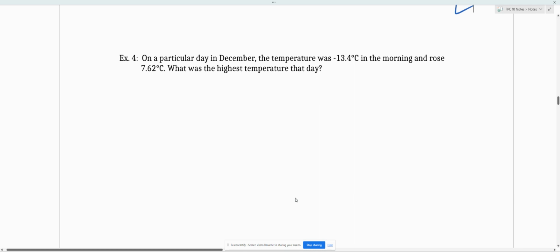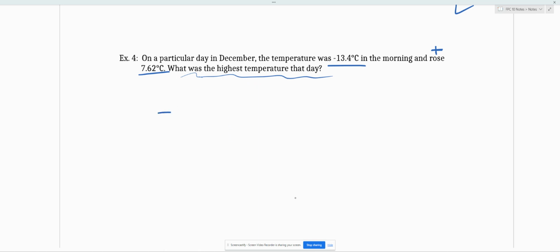Final question. On a particular day in December, the temperature was negative 13.4 degrees Celsius in the morning and rose, that means addition, rising, of 7.62 degrees Celsius. What was the highest temperature of the day? So we're starting at negative 13.4 and it rose, meaning we're adding 7.62 degrees. That's simple. Now we have our equation.